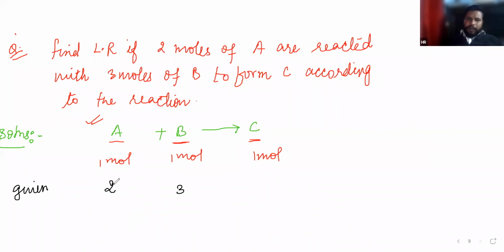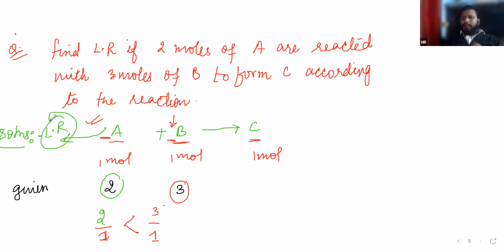It's a short trick. Whatever mole is given, just take it, and whatever is the coefficient, just divide it by that: 2 by 1. Now the given number of moles is 3, and the coefficient is 1. Take the ratio. The ratio which is small is the limiting reagent, and the ratio which is larger or bigger is in excess. Which ratio is larger? 3 by 1. So the smaller ratio will be the limiting reagent. This will be the trick.